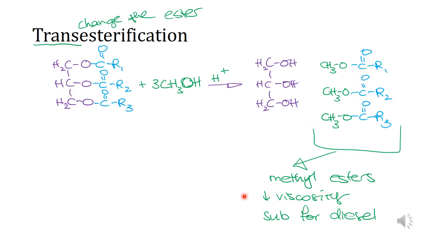The advantage of a methyl ester is that because it's got the lower viscosity, it can be used to substitute for diesel. Please note, this is still a biologically derived reactant, which means that this is renewable. Methanol can also be made renewably, and we saw before that ethanol can certainly be made renewably.